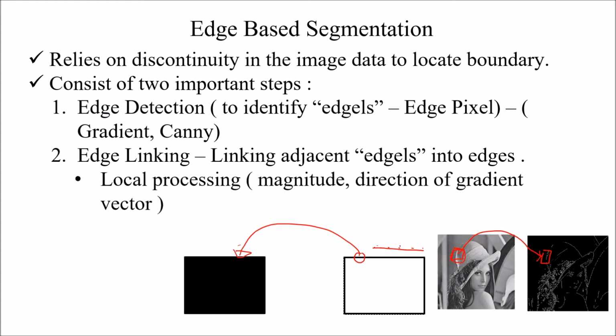For edge linking, there are two methods. The first one is based on local processing, which relies on the magnitude and direction of the gradient. The second method is based on a global method, which is known as the Hough transform. We will learn about these two methods, how we can utilize them in order to link between the edges.